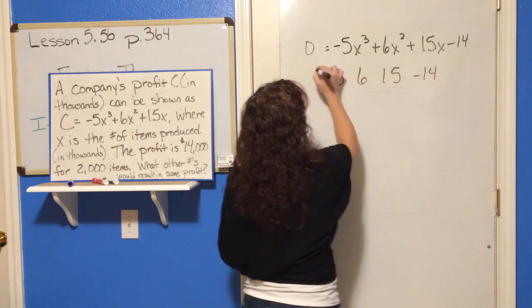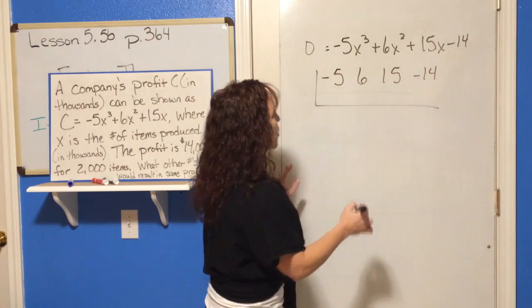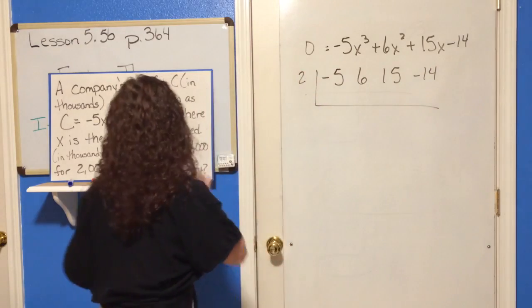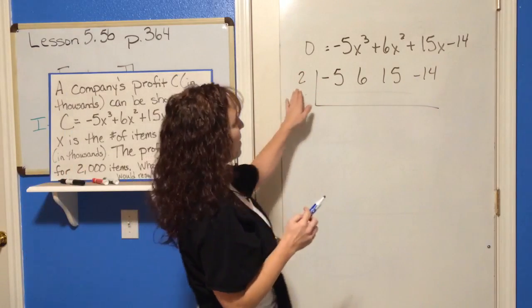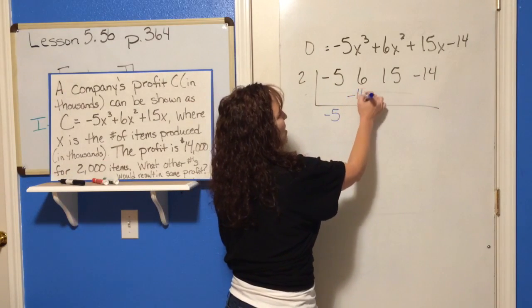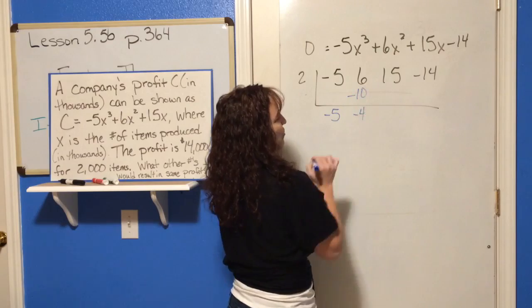Set up your synthetic division, and we're going to divide by the zero of 2, because that 2,000 is in thousands. So we're just going to divide by 2. So bring down the -5. -5 times 2 is -10. So that makes -4 when you add.